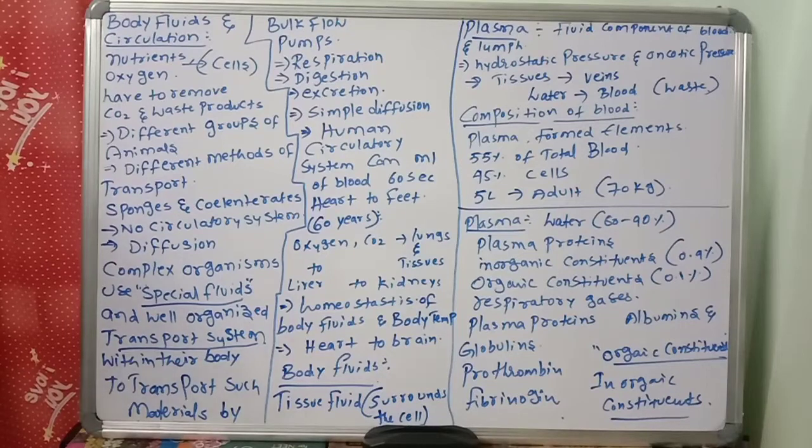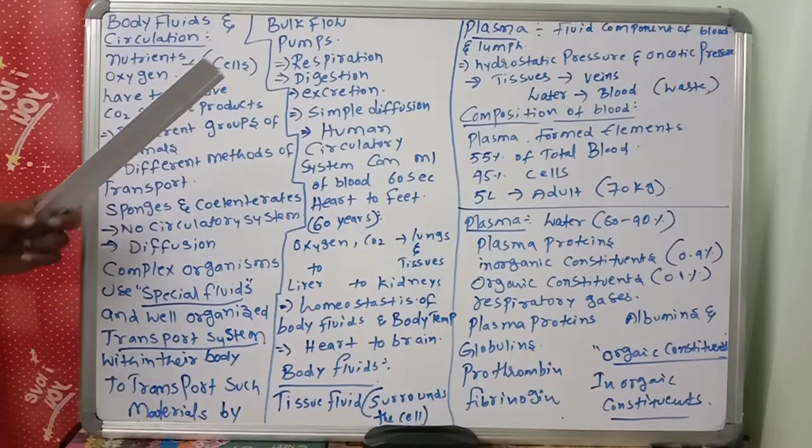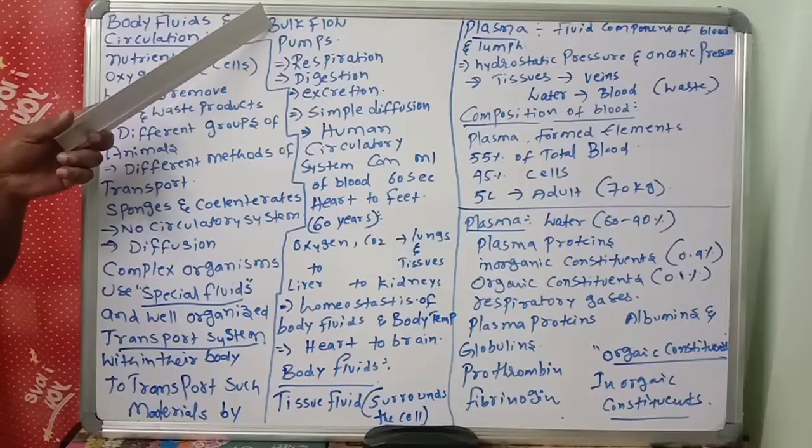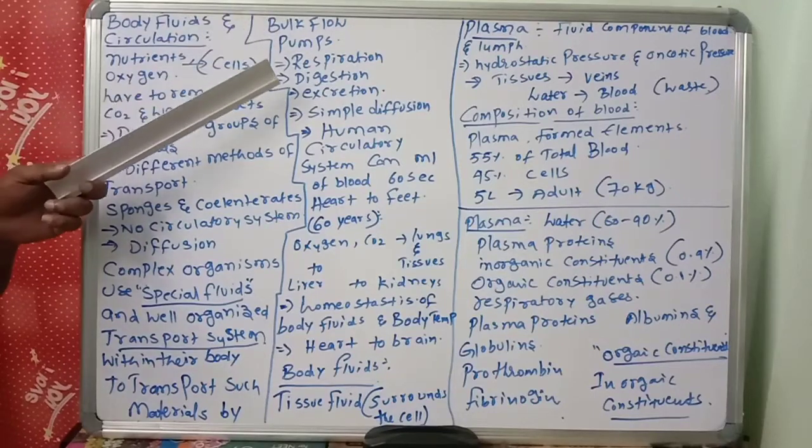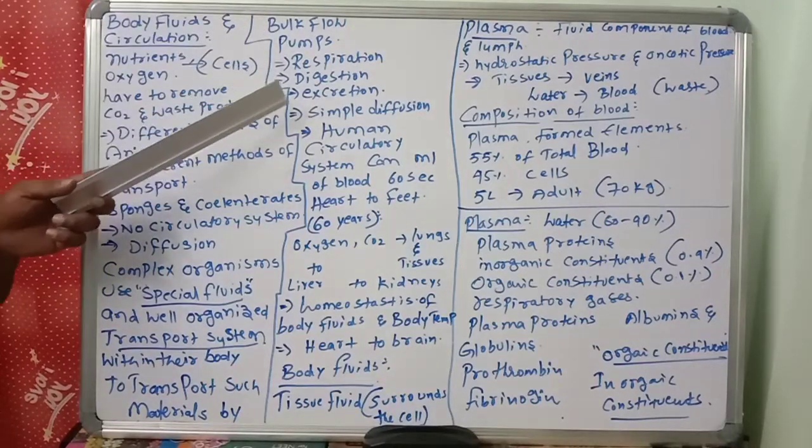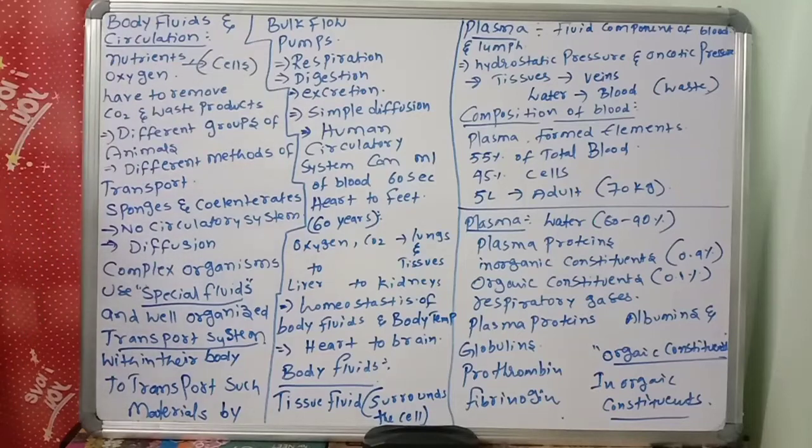So the next very important thing is that the bulk flow of fluids can transport substances a long distance faster than by diffusion. The bulk flow will transport the materials over long distances very fast compared with simple diffusion.